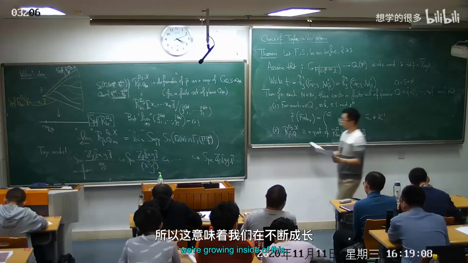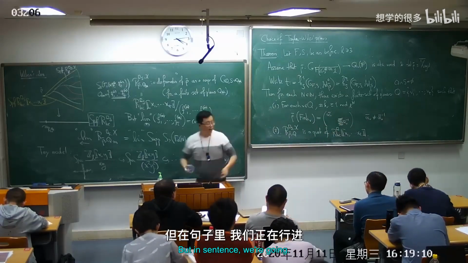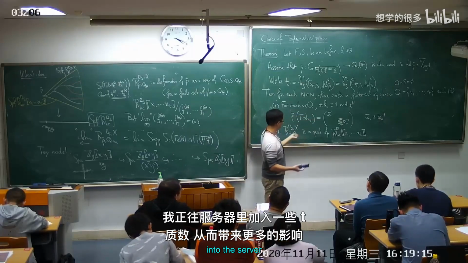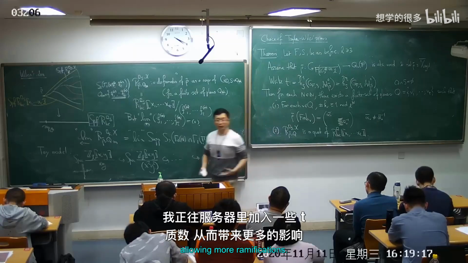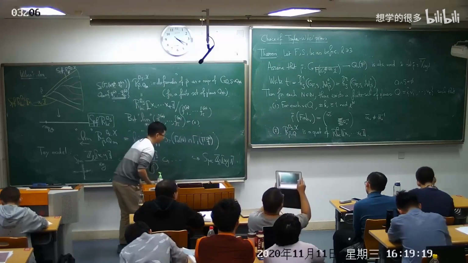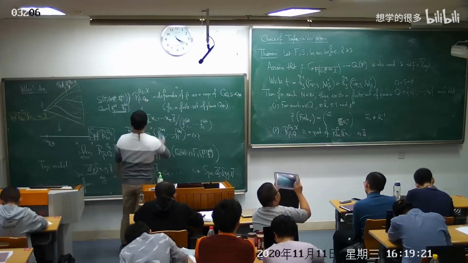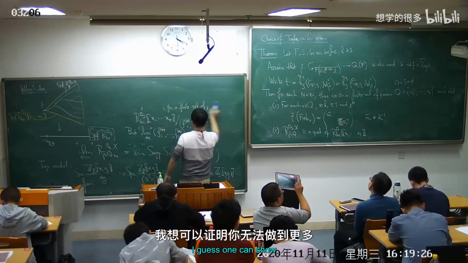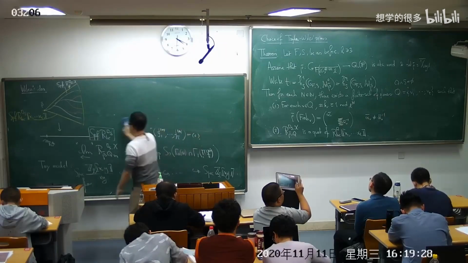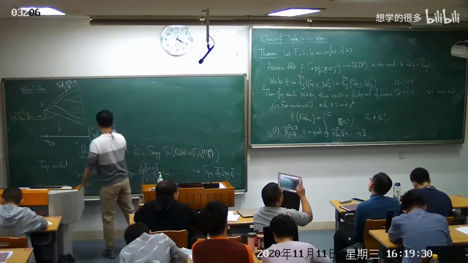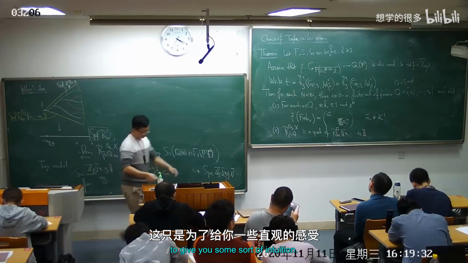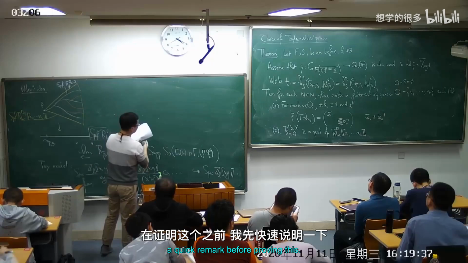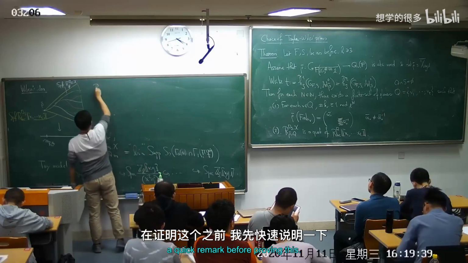Okay, so that means we're growing inside of this. But in some sense, I'm adding in sort of T primes into this, sort of allowing more ramification. I guess one can show that you can't do more than that. Let's keep this for just a bit to give you some sort of intuition. So let me make a quick remark before proving this.